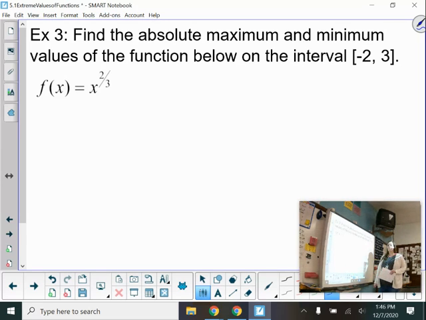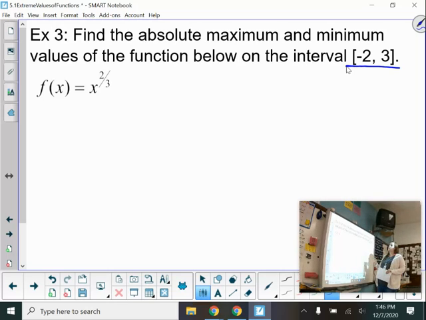Continuation of your notes for 5.1, extreme values of functions. So now we're doing example 3: find the absolute maximum and minimum values of the function below on the interval -2 to 3. So we need to list out the critical points.